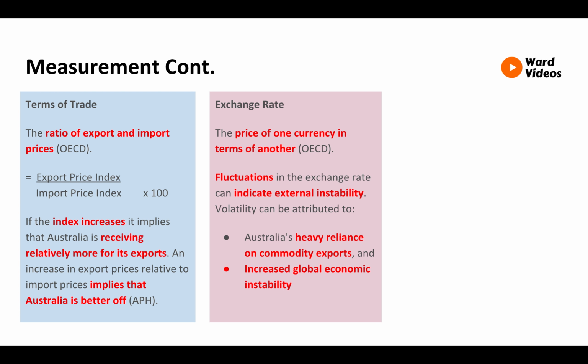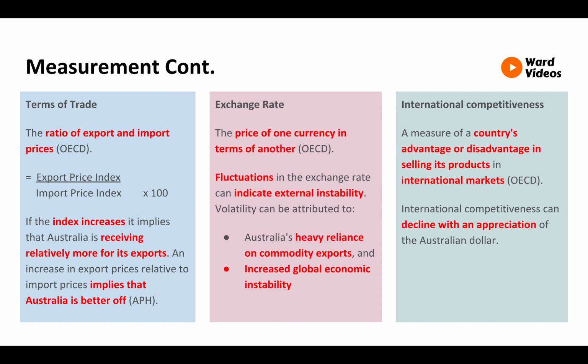Exchange rate is another measure. Exchange rates are the prices of one currency in terms of another. Now, it's not necessarily the exchange rate, rather the fluctuations in the exchange rate that can indicate external instability. The volatility can be attributed to Australia's heavy reliance on commodity prices, such as iron ore and coal, and or increased global economic instability.